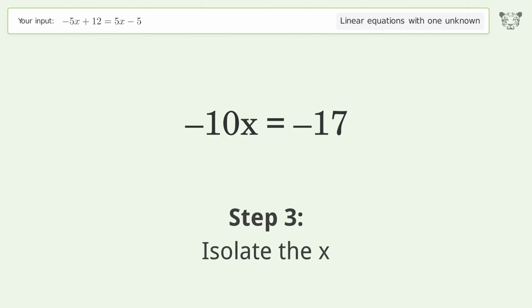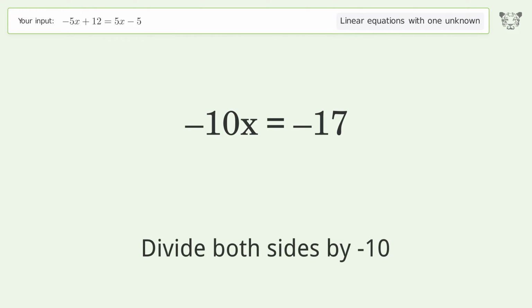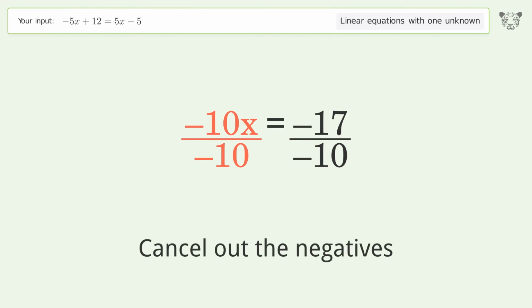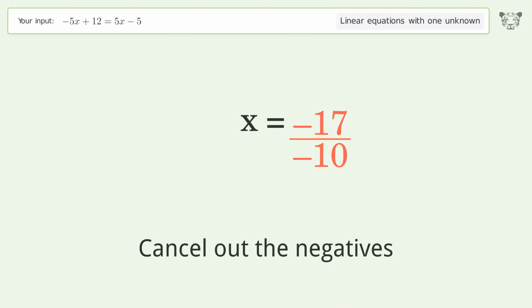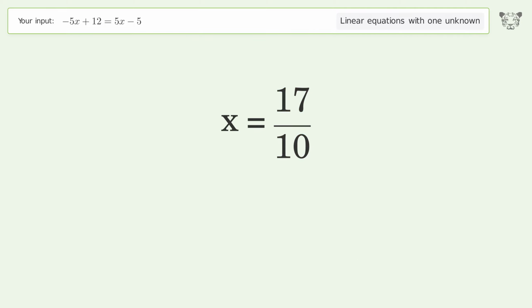Isolate the x. Divide both sides by -10. Cancel out the negatives. Simplify the fraction. Cancel out the negatives. And so the final result is x equals 17/10.